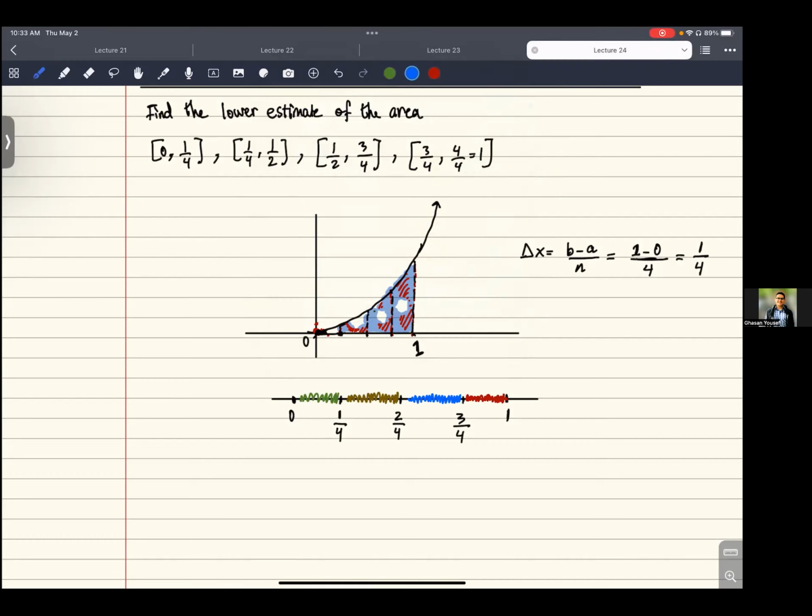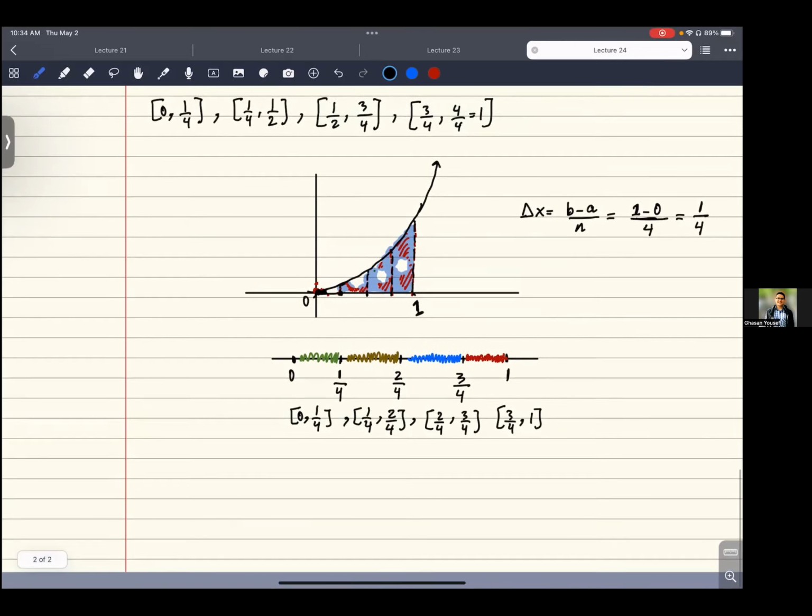So I'm going to rewrite it. The interval here from 0 to 1/4, the interval 1/4 to 1/2, or 2/4, doesn't matter. Here is from 2/4 to 3/4, and 3/4 up to 1. Now we're going to use the left endpoints. This is my height. This is my height.